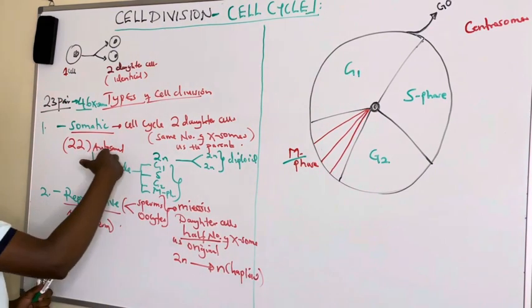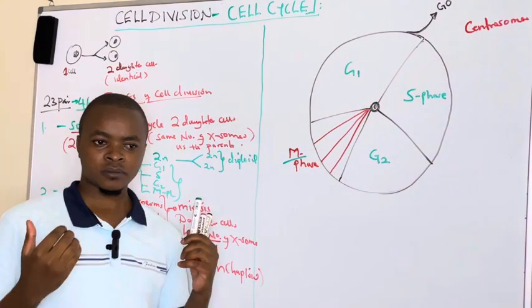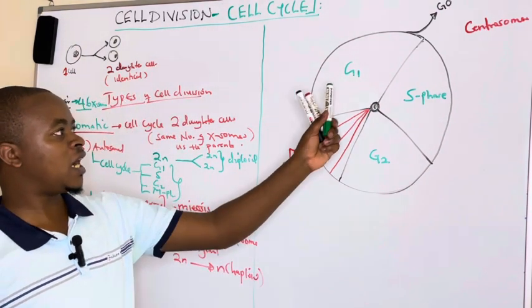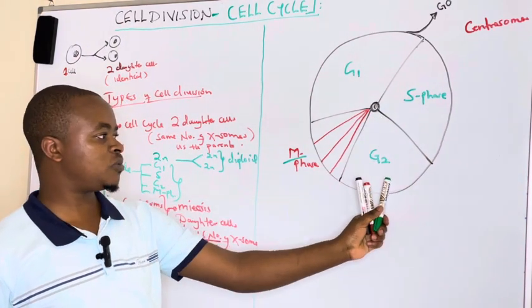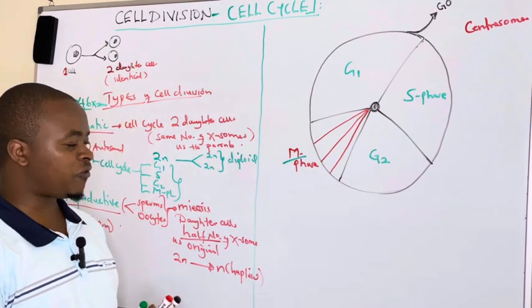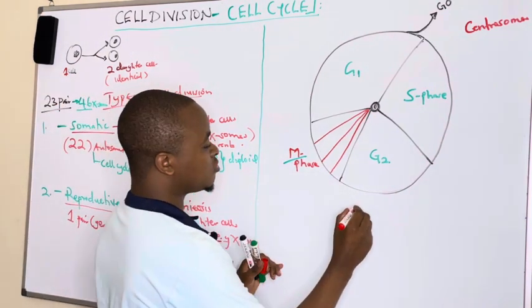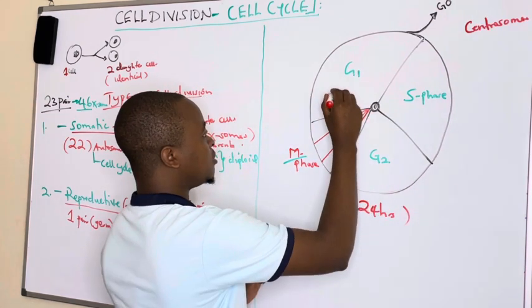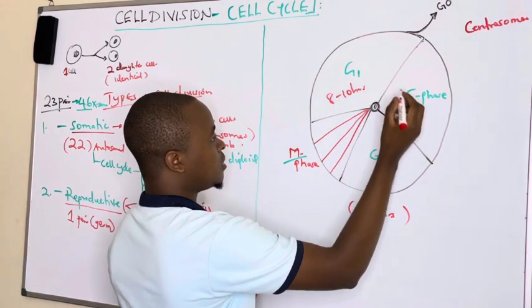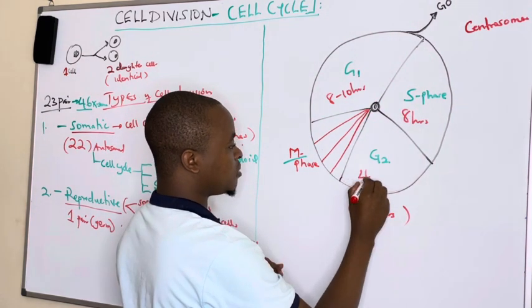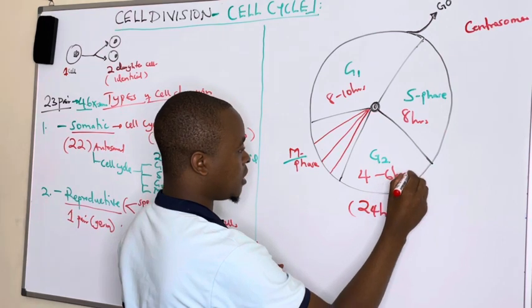So all somatic cells, all the 22 chromosomes, undergo the cell cycle, that is gap 1, S phase, gap 2 phase, and M phase. And if we divide it into 24 hours, we are going to see that gap 1 phase takes between 8 to 10 hours, the synthetic phase takes 8 hours, whereas gap 2 takes 4 to 6 hours.